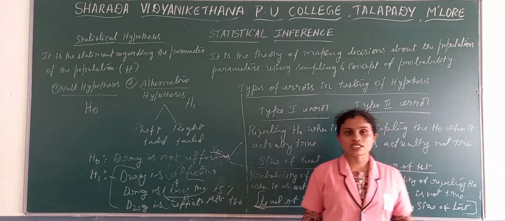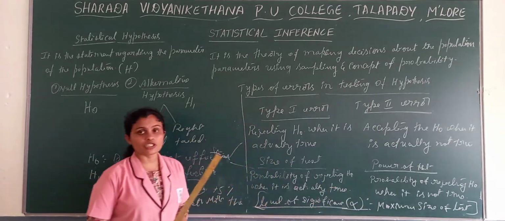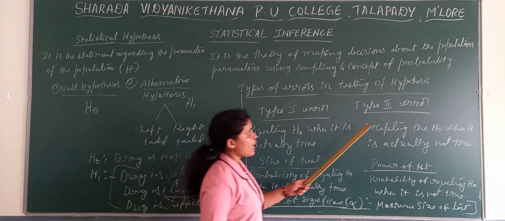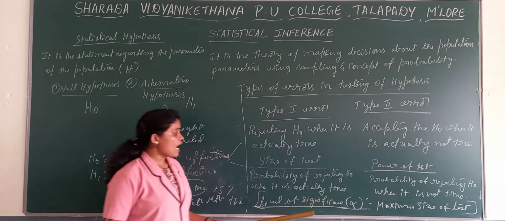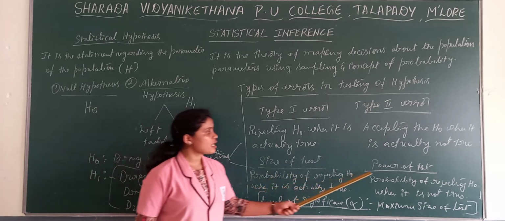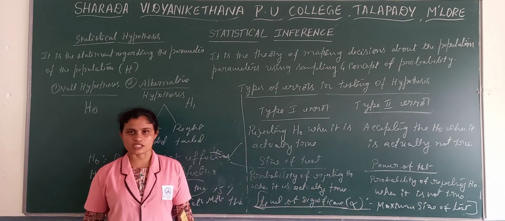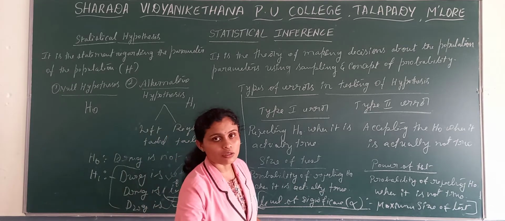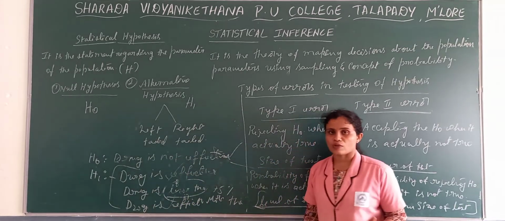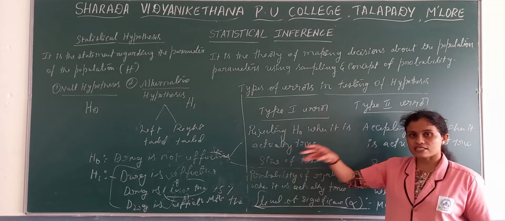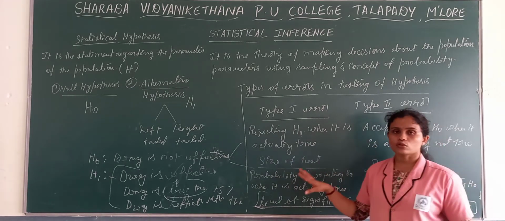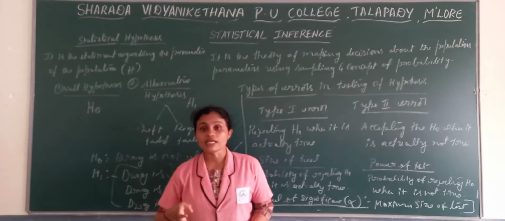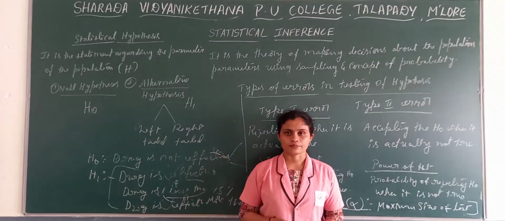Then we come towards the errors which we commit while testing the hypothesis, that is type 1 and type 2 error. And we have seen what is size of test, power of test and level of significance. These are possible questions for 1 mark or 2 marks. These are very important as theory questions. Next, we will discuss the different units in statistical inference.